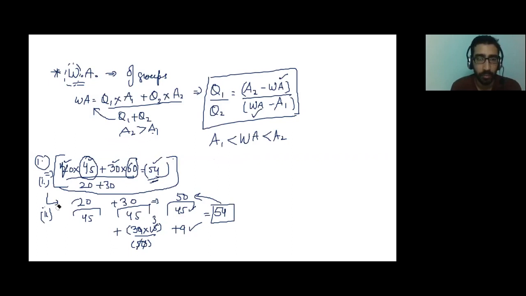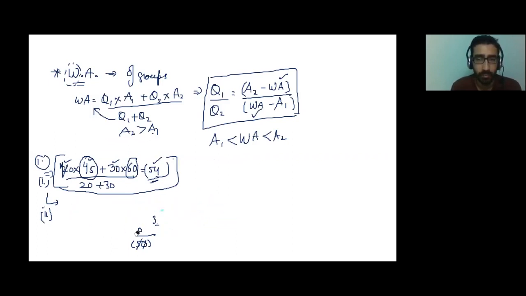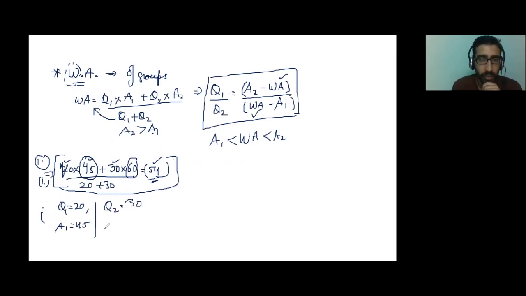How could I have used that for this question? Just to make sure you understand what I'm talking about. The way I could have used it for this question is, I had quantity 1, let's say, Q1 was 20. So I'm talking about batch 1 as 20, average of 1 as 45, quantity 2 as 30, average of 2 as 60. Let's use the formula.